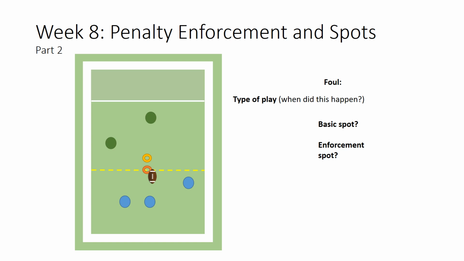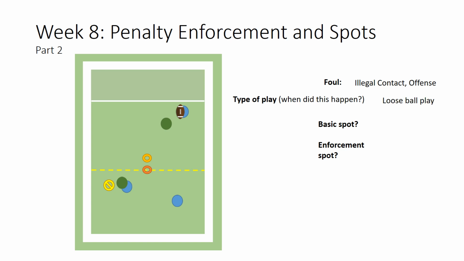For our final example, the quarterback is going to take the snap and roll out to the side, and their teammate is going to commit illegal contact. This occurred during a running play, right? Well, the quarterback's now going to pass the ball. What do we know about this? As soon as there's a forward pass, anything that came before it becomes part of that loose ball play. So we have illegal contact by the offense, and we know that our type of play is a loose ball play. Our basic spot for a loose ball play is always the previous spot.